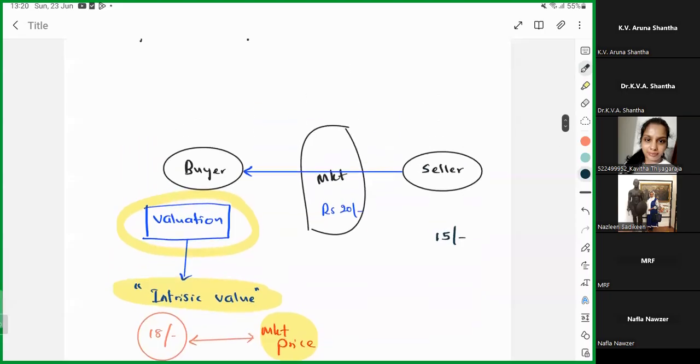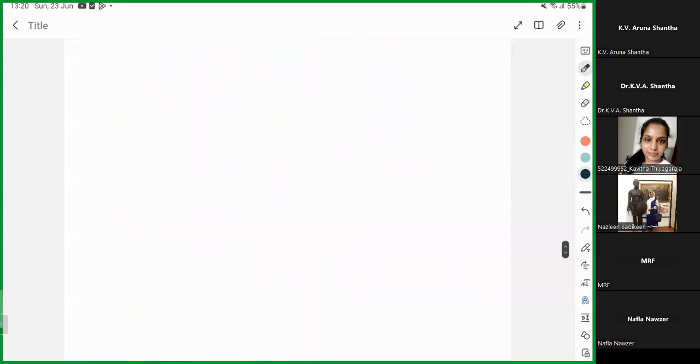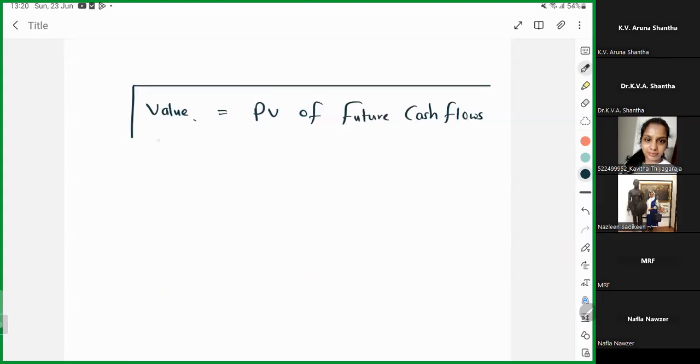The basic technique is: value of any financial asset equals the present value of that asset's future cash flows. So this is the basic technique. Intrinsic value equals present value of future cash flow. If you can get the future cash flows of that financial asset, you know how to calculate the present value, as we learned last time. Then you get the present value, which is equal to the value. That is the most basic technique.